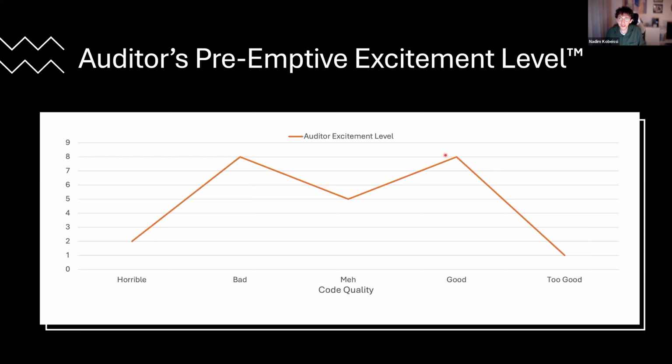And then you have the worst case scenario, which is when the code is too good. And that's even worse than when the code is horrible, because in case the audit is a week long or 2 weeks long, you're faced with 2 weeks of existential dread, wondering if you're ever going to find anything because this code is so amazing. Okay, so this is basically what it's like doing audits.